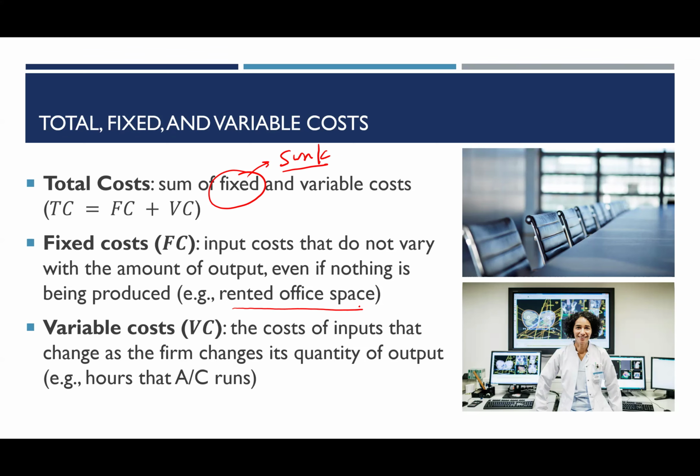Variable costs, in contrast, are going to change with output. So if nothing is being produced, then there are no variable costs. So an example of this could be the electricity that is used to turn on the AC, to power the lights in the building, right? To power the machinery. Labor is often going to be a variable cost, right?